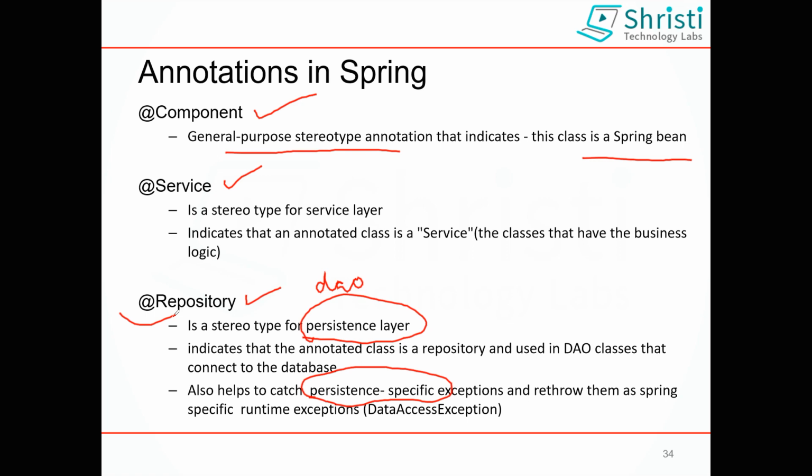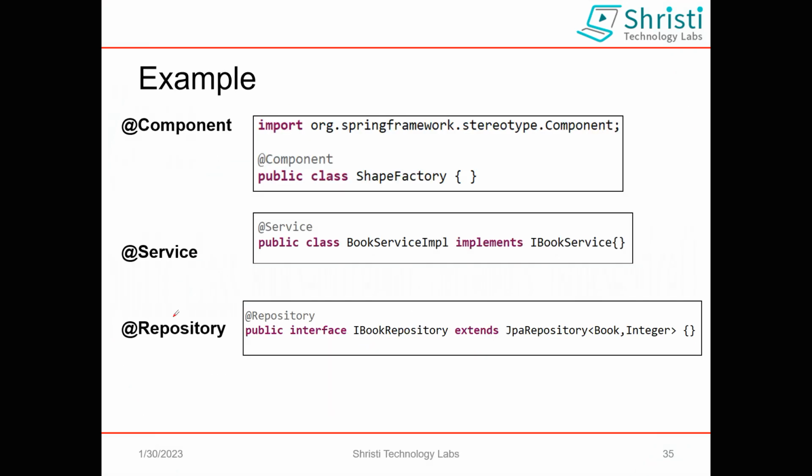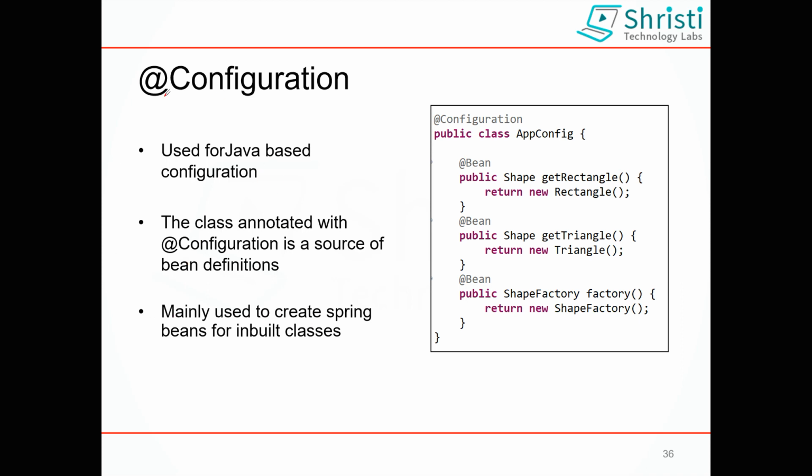Now let us move on to the next annotation, @Configuration. @Configuration is an annotation that is used with Java based configuration. That is, till now you have learned that annotations like @Component and @Service can be added above the class. So the Spring framework will scan those packages and create objects for these classes.